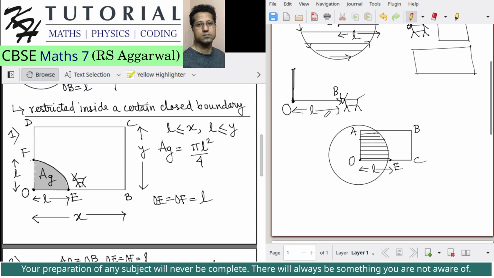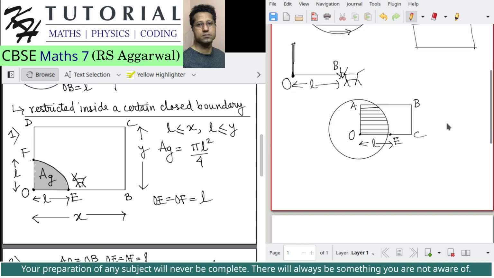Quite obviously, in this particular case, please note that the length of the rope small l has to be less than or equal to both the dimensions of the rectangle. As you can see, the shaded region is completely inside the rectangle. This means that the length of the rope l has to be less than or equal to x, that is the length of the rectangle. Also the length of the rope has to be less than or equal to y, which is the breadth of the rectangle.